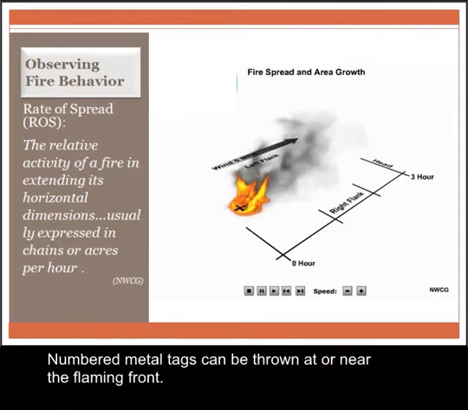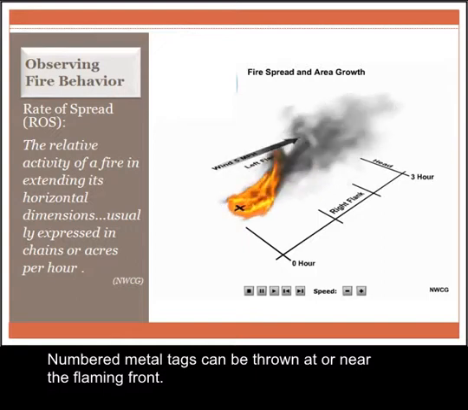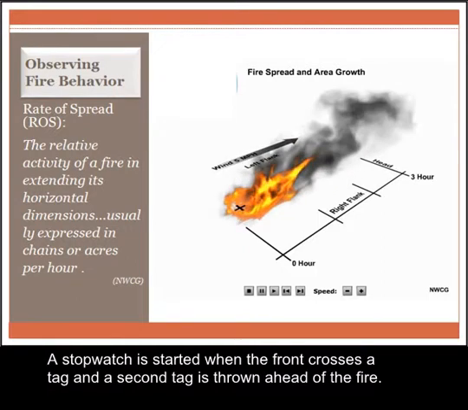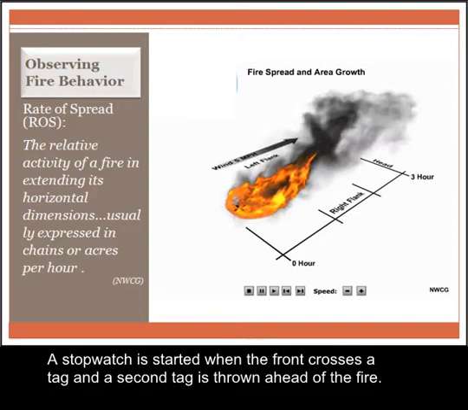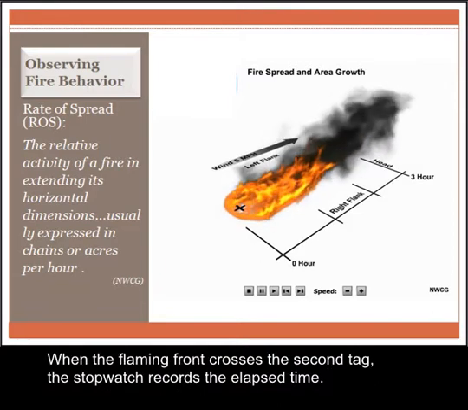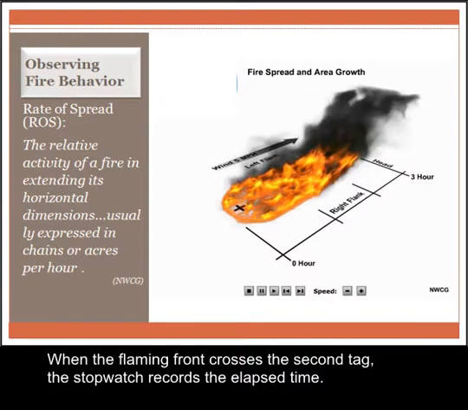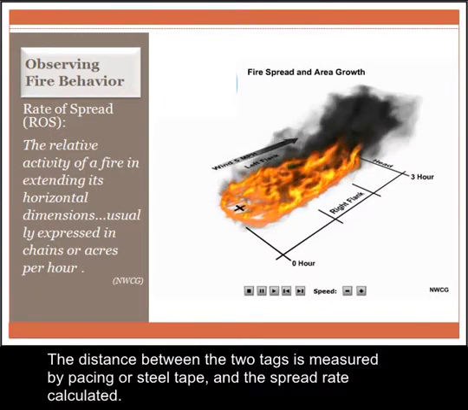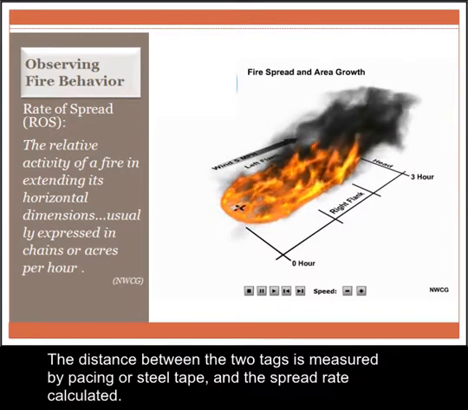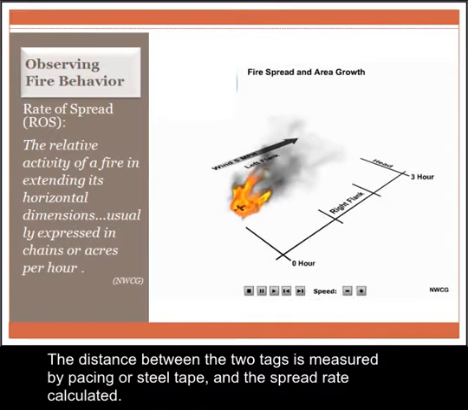Numbered metal tags can be thrown at or near the flaming front. A stopwatch is started when the front crosses a tag, and a second tag is thrown ahead of the fire. When the flaming front crosses the second tag, the stopwatch records the elapsed time. The distance between two tags is measured by pacing or steel tape, and the spread rate calculated.